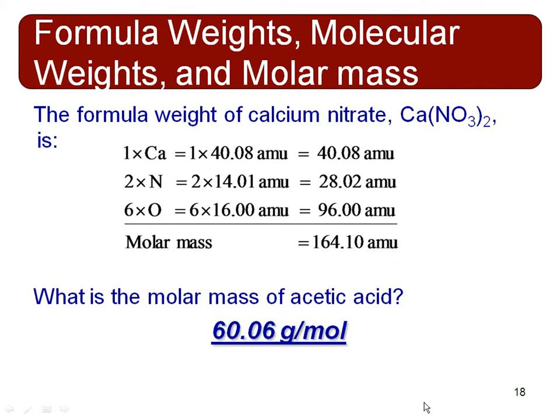Okay, so here is the answer. It came up now, finally. All right, so this is how we come up with molar mass. Easy enough: use the periodic table, multiply times the number of atoms that you have, and voila, you have your molar mass.